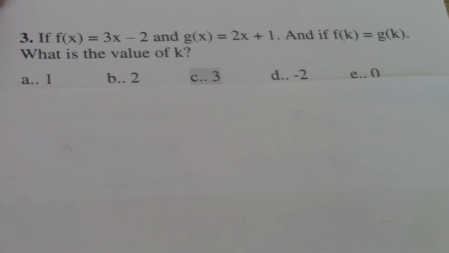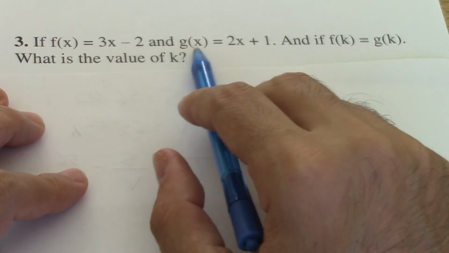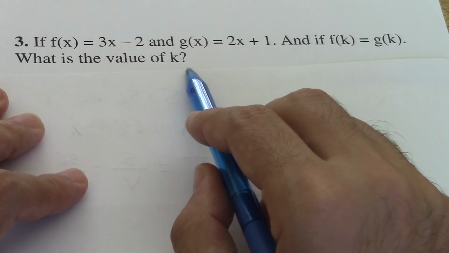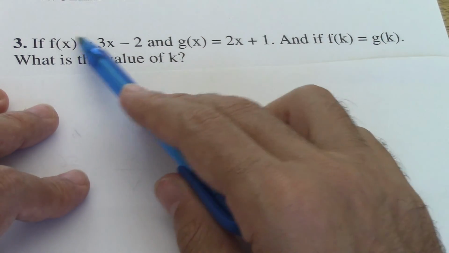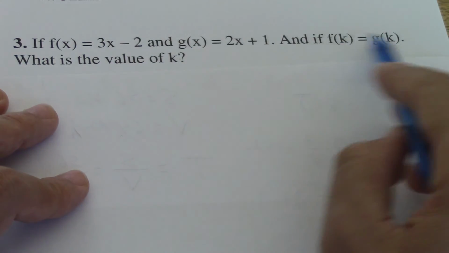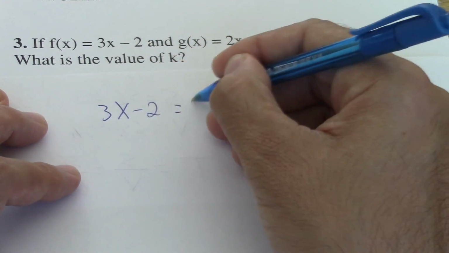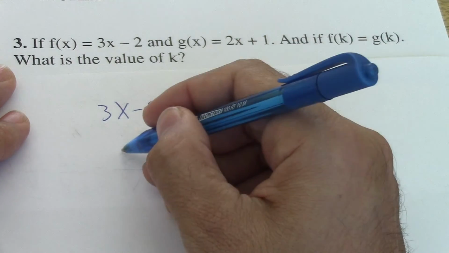Let's solve another one. Okay, this is more algebra. It says that if f of x is equal to 3x minus 2 and g of x is equal to x plus 1, and if f of k is equal to g of k, what is the value of k? So there is a certain value for which f of x is equal to g of x. This value we can find by equating both equations. 3x minus 2 is equal to x plus 1. And here you just solve this simple equation.